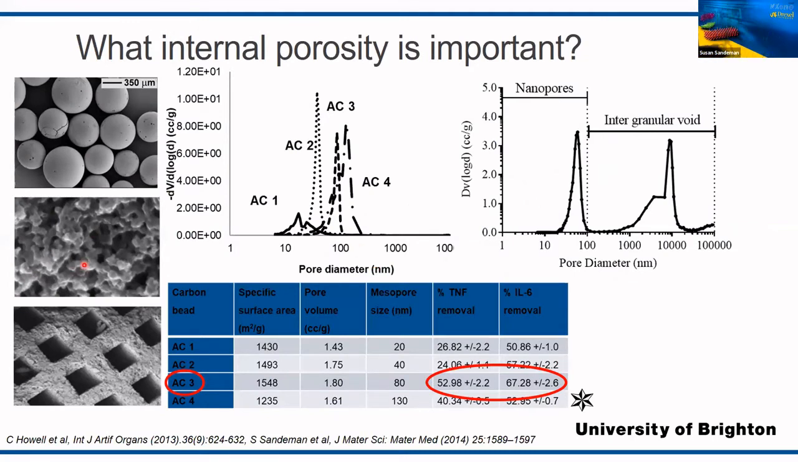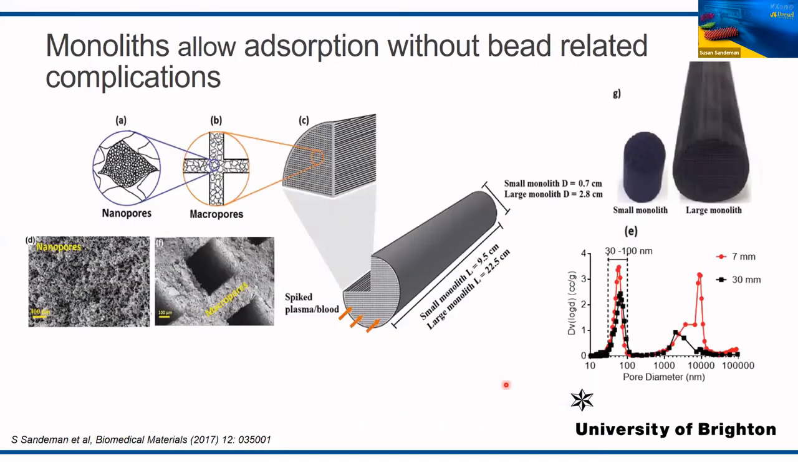This is some early work we did looking at activated carbons, and we looked at a range of internal pore size distributions. We know these have a huge surface area, but what we found was that microporous carbons did not remove cytokine. But when we shifted the porosity range up into the meso-macroporous range, we saw good removal of these large cytokines, TNF and IL-6. We then wanted to look at whether we could turn these into monolith-type systems to reduce the complications associated with the use of beads. And we were able to scale up these systems to retain the internal meso-macroporosity that we required to remove these cytokines.